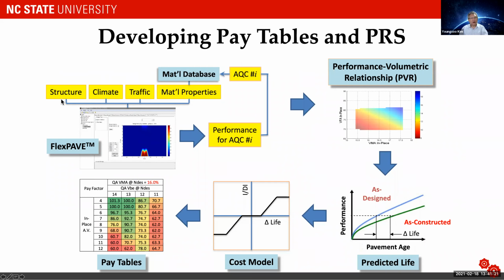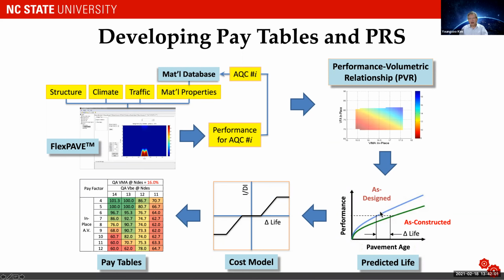So you know the pavement design, you know the structure, you know the climate, you know the traffic. So material properties, you enter 4 corner data here, 1 by 1, okay? And then go through the FlexPave, and now you have the performance of that pavement for each of the 4 corner data, okay? So you do this 4 times, basically. You have 4 corner volumetric conditions, and you get the 4 corner performance. And by combining these 2, you can develop the performance volumetric relationship.